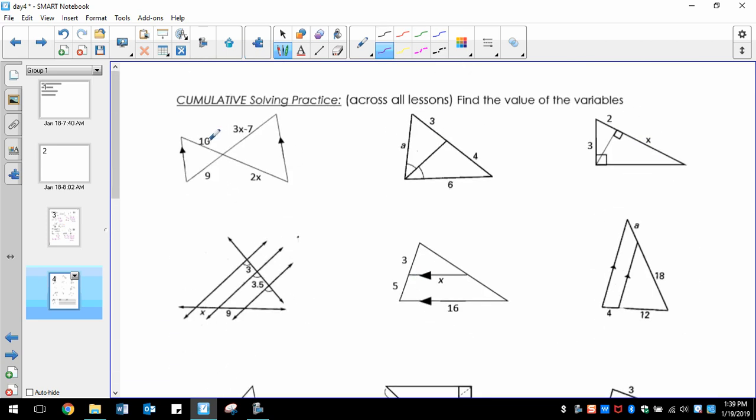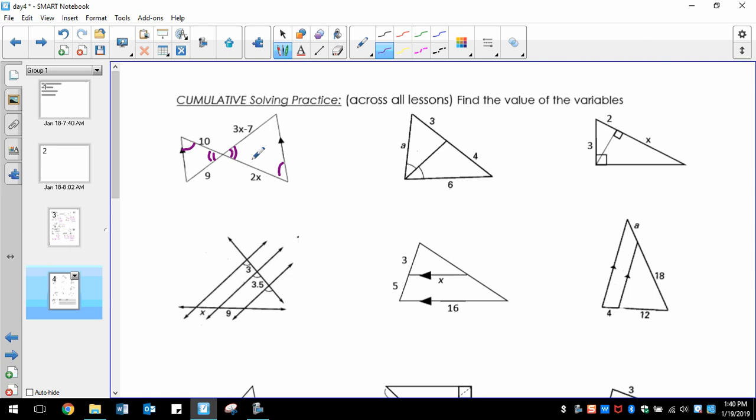So this first one, this is from our first and second lesson, kind of. We have similar triangles here, and we can tell they're similar because of the parallel lines. They gave us alternate interior. We also have vertical angles right here. So by angle, they're similar, right? So I can use similar triangles.